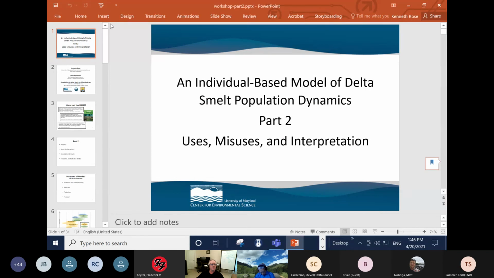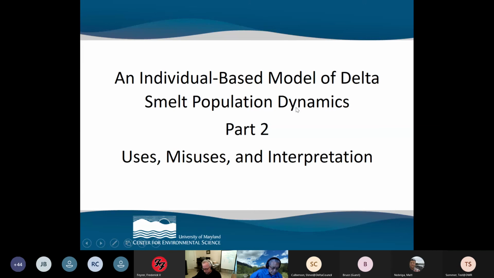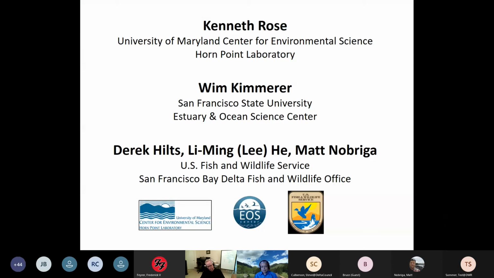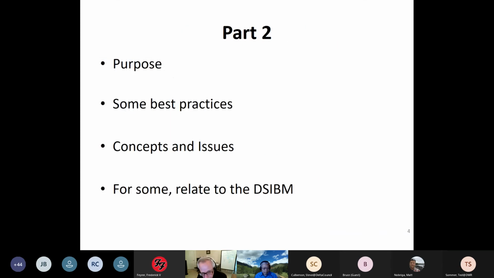So hopefully you see the second one, part 2. And there it is: uses of the model, misuses, and interpretation. So we're now tunneling down and being a little more specific, but not completely. You know the cast of characters and you know the history. So what was the purpose of this model? And then I'm going to, again, pull back a bit and talk about some best practices and concepts, and then relate it to the DSIBM, all in 25 minutes.